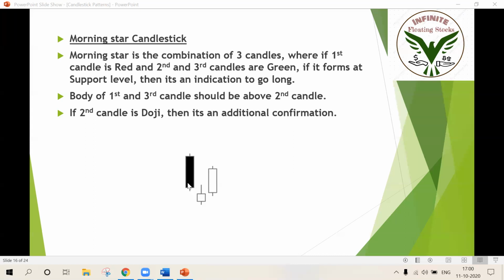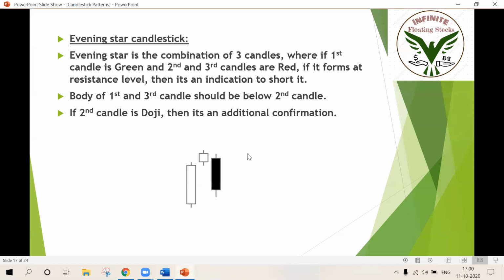So remember the pattern, it's very important. If it's forming at support level, then you can make a buy position and book your profits. It's very simple. And if the second candle is a doji, then it's an additional confirmation. All right. So, evening star.